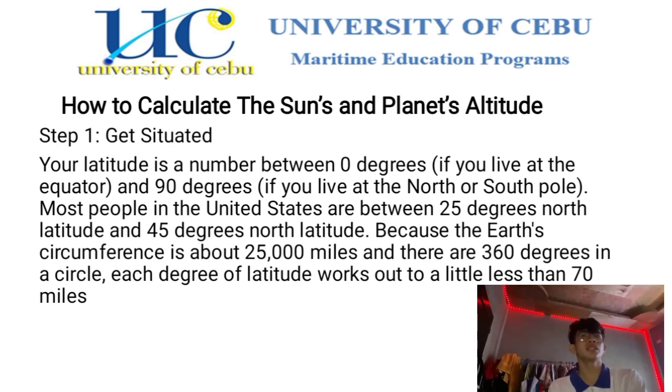Step 1: your latitude is a number between 0 degrees if you live at the equator and 90 degrees if you live at the north or south pole. Most people in the United States are between 25 degrees north latitude and 45 degrees north latitude. The Earth's circumference is about 25,000 miles and there are 360 degrees in a circle, so each degree of latitude works out to a little less than 70 miles.